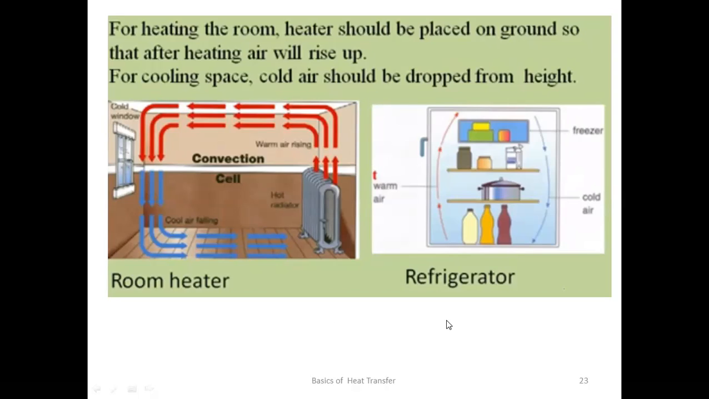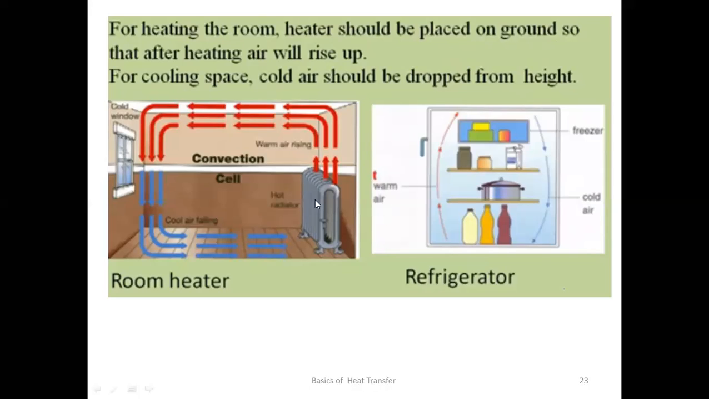Now see, this is the room heater. Here the hot radiator is kept, and see what is written here: for heating the room, the heat, so that after heating, air will rise up. For cooling a space, cold air should be dropped from height.